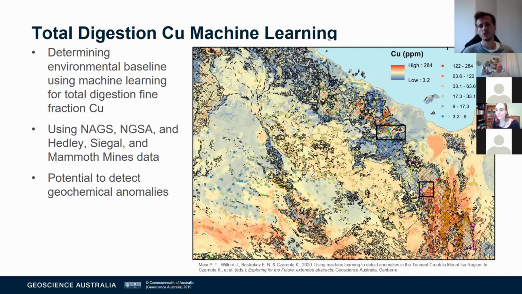We've also been doing some machine learning work with this data set. In this case, we've used a combination of NAGS, the National Geochemical Survey of Australia, as well as some historic samples from Headley's Creek, Seagull, and the Mammoth Mine map sheets, which you can see in those dark black boxes there, where those historic surveys are. And we're using this as a method to try and determine the environmental baseline between each of our sample points, and then use this as a potential method to detect geochemical anomalies. Now, this will be outlined further in an extended abstract, which will be coming out shortly as part of Exploring for the Future.